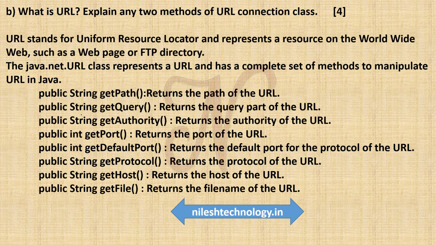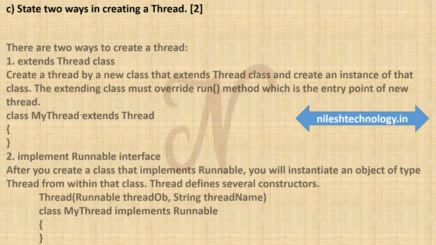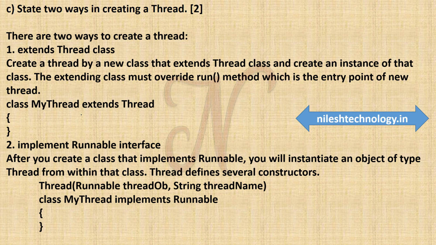Then next question is that, state the 2 ways of creating a thread. So there are 2 ways. First one is extending Thread, and second way is implementing Runnable. Okay, so these 2 ways are explained with the syntax. Okay, so here we finish the question 4a part, then going to b part.